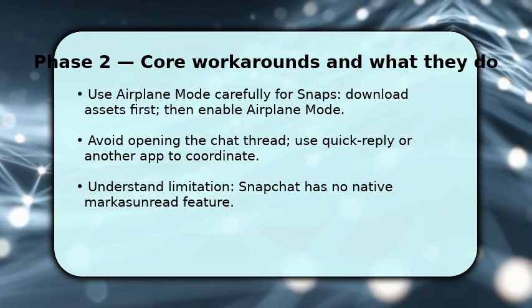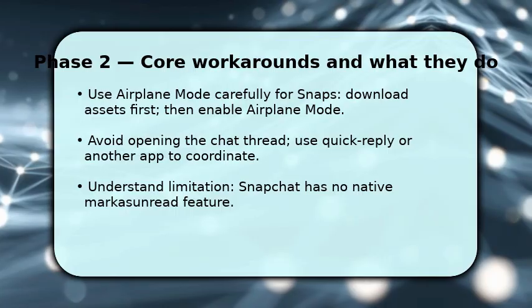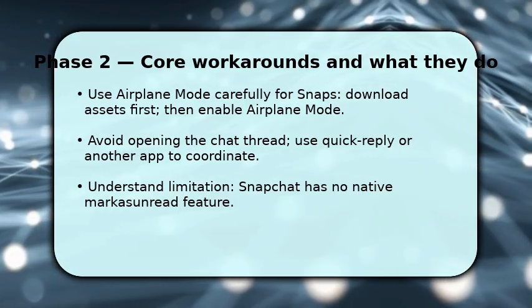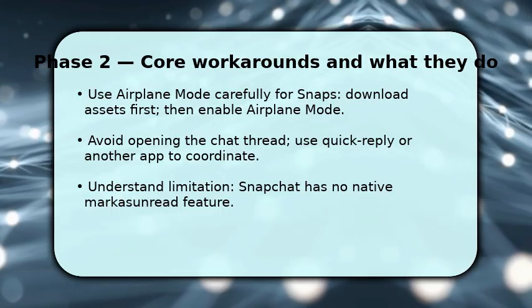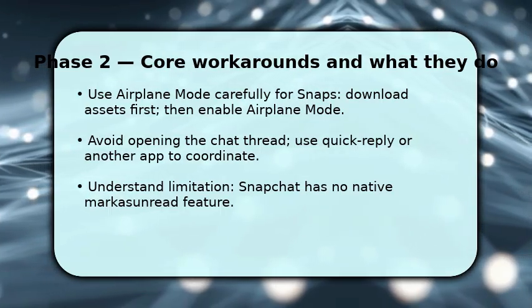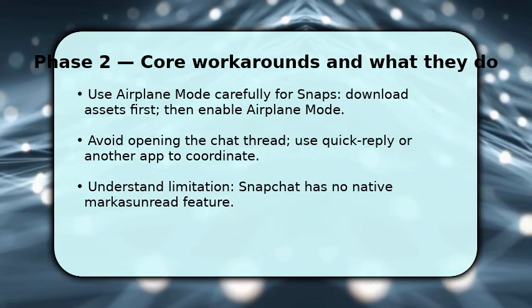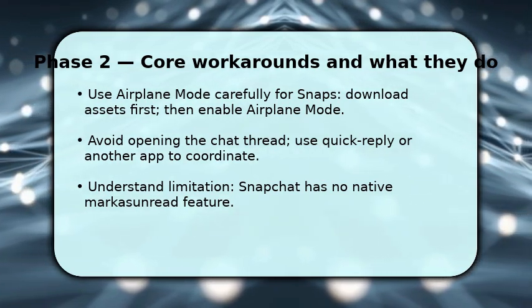For text chats, never open the thread. Use quick reply from the notification or coordinate via another app. Understand why. Snapchat does not provide a native mark as unread control, so these methods are hacks that exploit how delivery receipts and downloads occur rather than an official feature.